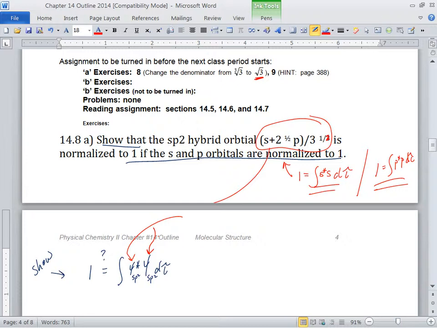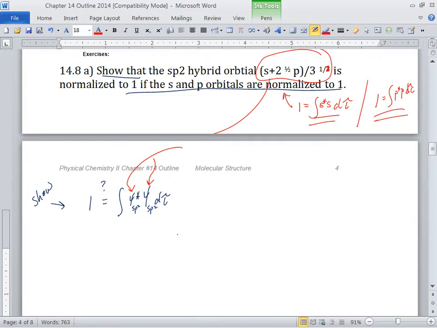Except when you put it in where there's a star, make sure you put a star on what? The s and the p. Exactly. So substitute in that sp2 hybrid orbital wave function, complex conjugate, and then you just copy it in again, but no complex conjugate, d tau, multiply them through, and this stuff is going to help you simplify it.